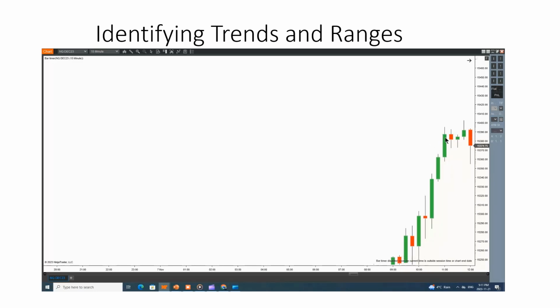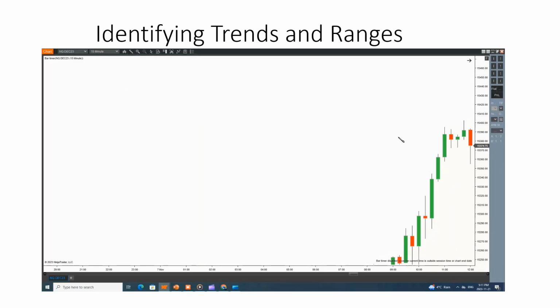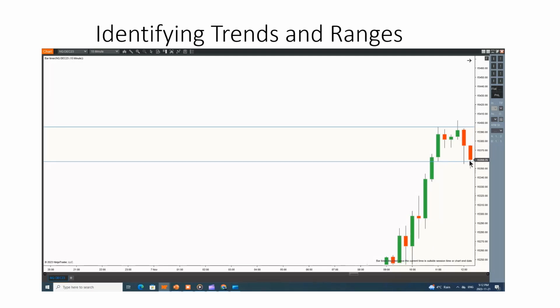The close is still within this. I'll mark it down using horizontal lines so that it's clear. The market has to come and break, close above or below this line in order for any trend to appear. If the market closes stay within the high and the low of this bar, the market will be in a range. The market is still in a range.